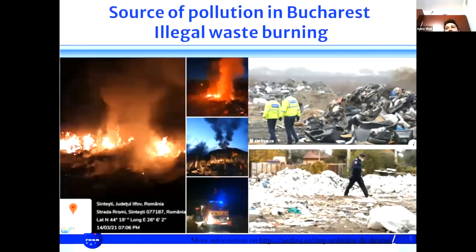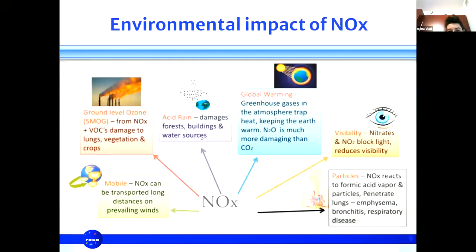Lately, the mass media attention was focused on pollution due to illegal waste burning, which is a growing phenomenon with an impact on human health and air quality in Bucharest and the surroundings of the capital. The illegal waste consists of electrical and electronic waste, car tires, recyclable waste. For the time being, the local authorities are trying to permanently reduce this phenomenon.